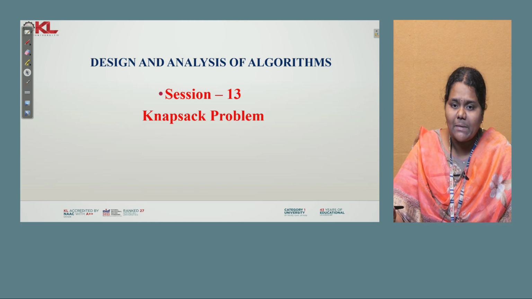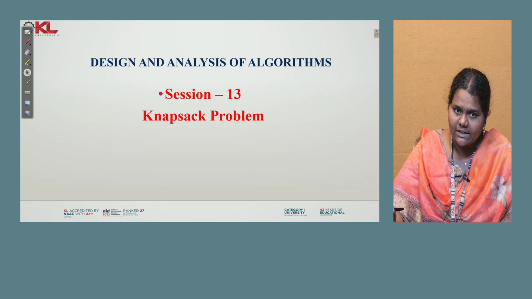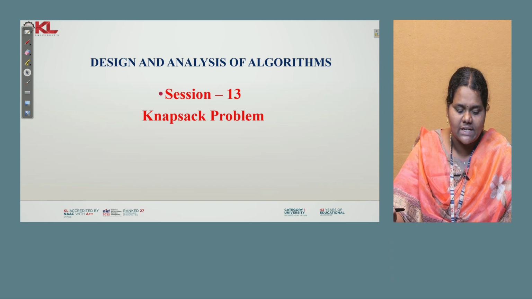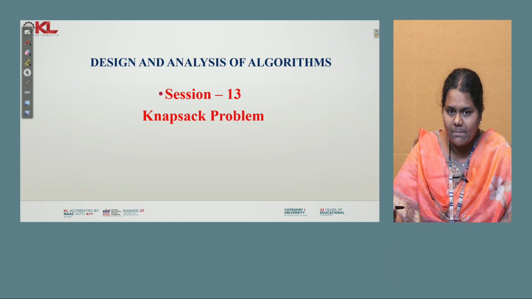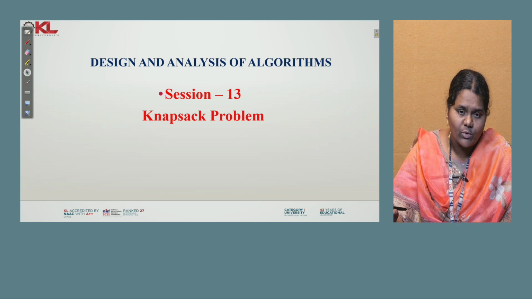Different applications exist in the greedy method. The first one is the knapsack problem, then minimum cost spanning tree, job sequencing with deadline, and single source shortest path algorithm. Today we will discuss the knapsack problem.